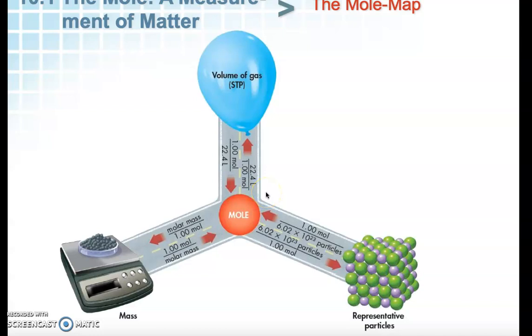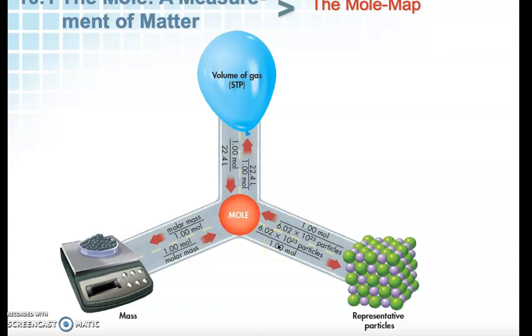Hey guys, this video is about converting from the first leg of the mole map, from representative particles here in the bottom right to moles in the middle, and then going from moles to representative particles on the right. This is called the mole map because it's basically a road, with dashed yellow lines. If you go from representative particles to the mole, you have a conversion factor up here, 1 mole over Avogadro's number. On the bottom, if you go from mole to representative particles, you have Avogadro's number over 1 mole.